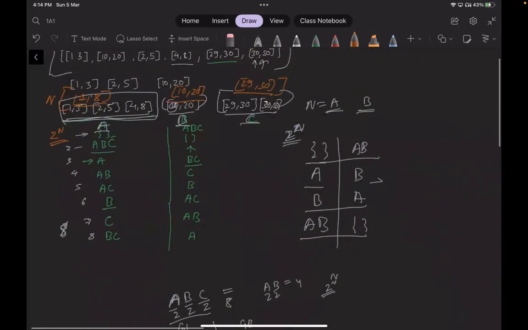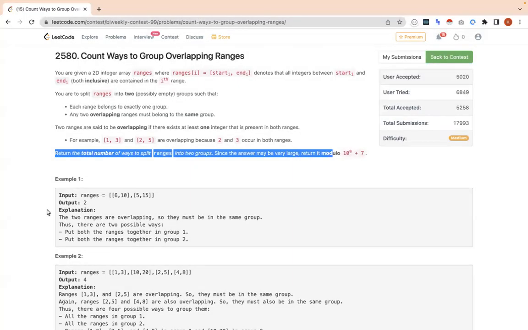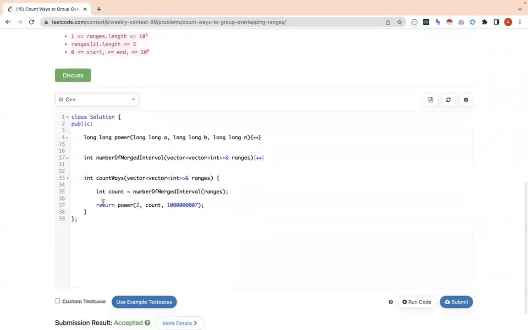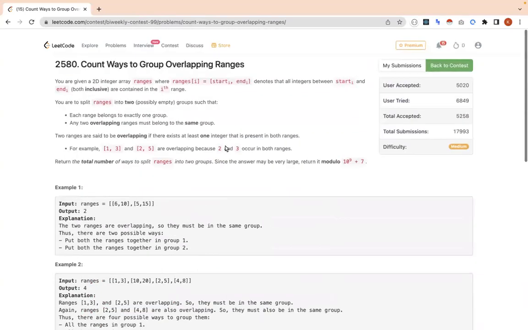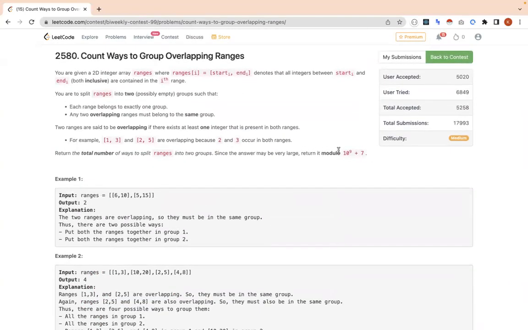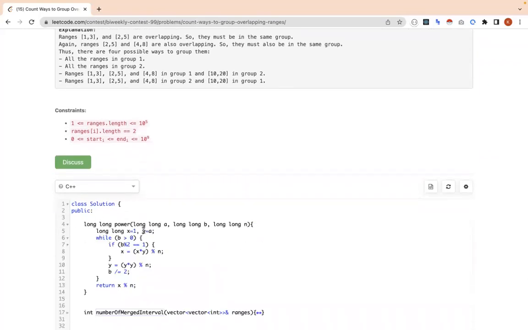So I can walk you through my code, how I have solved this question. First I found the number of merged intervals, and then I found 2 power that number, because here the answer could be very large. They asked us to print it modulo 10 power 9 plus 7. So I wrote another function to find a power b mod n and used binary exponentiation over here.